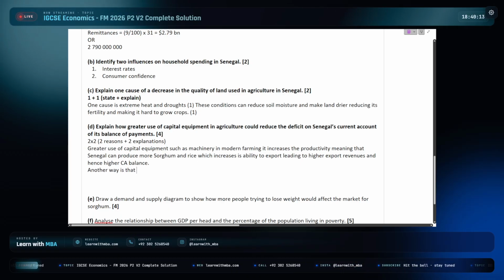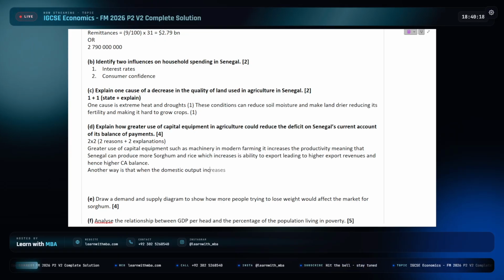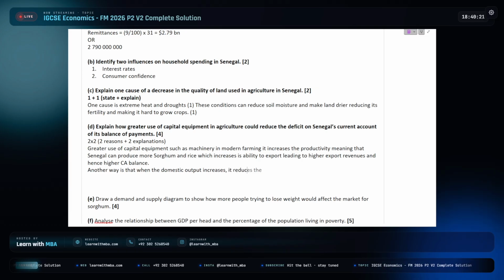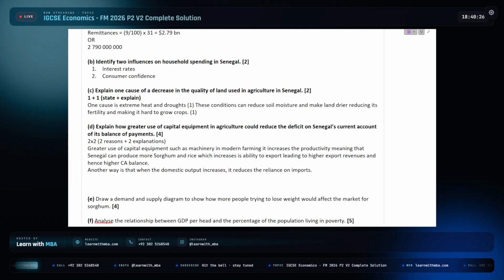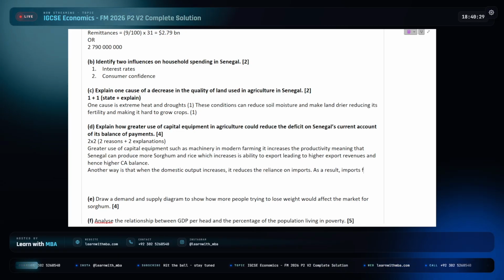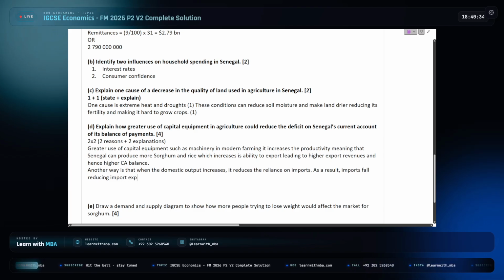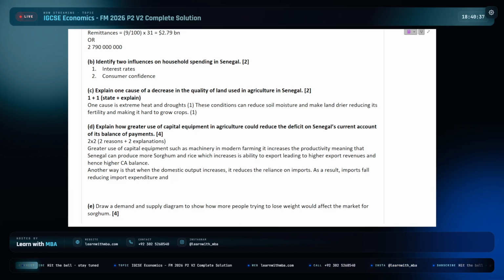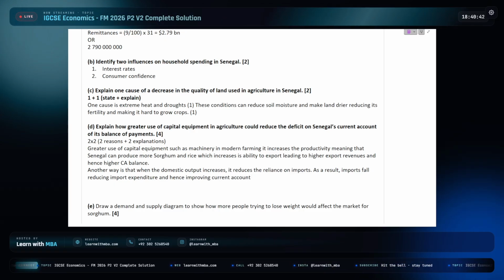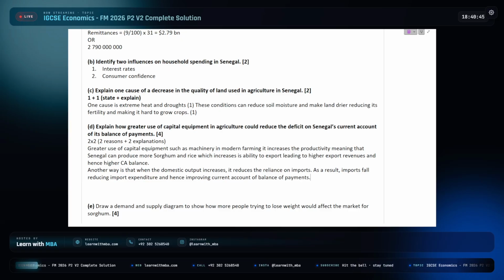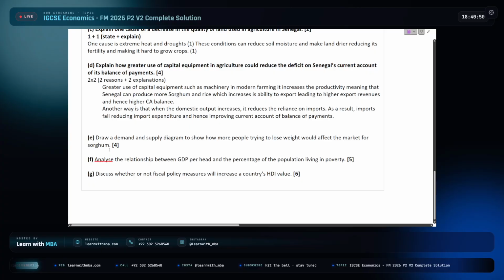Another way is that when the domestic output increases, it reduces the reliance on imports. As a result, imports fall, reducing import expenditure and hence improving current account of balance of payments. Is this clear as well? Right? So just these two reasons, and that's pretty much it.